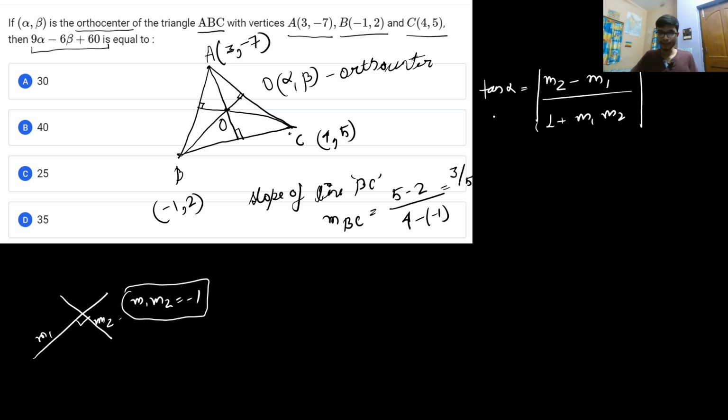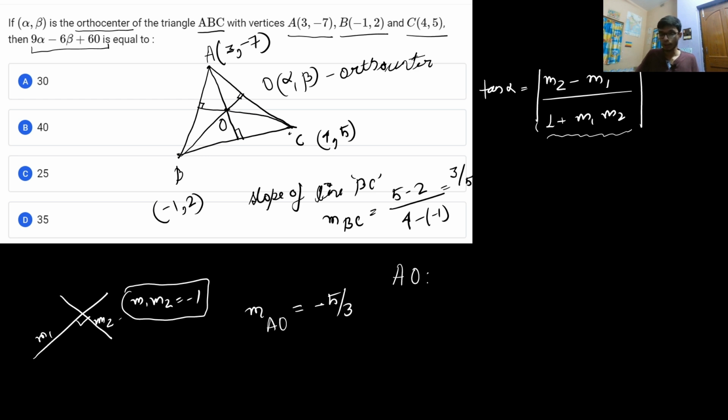For alpha equal to 90 degrees, tan alpha is not defined, or you can say it tends to infinity. That means when the denominator is equal to 0, only then is tan alpha not defined. That means m1 m2 is equal to -1. So the slope of the line passing through A and O, that is the altitude through A which is perpendicular to BC, will have slope -5/3.